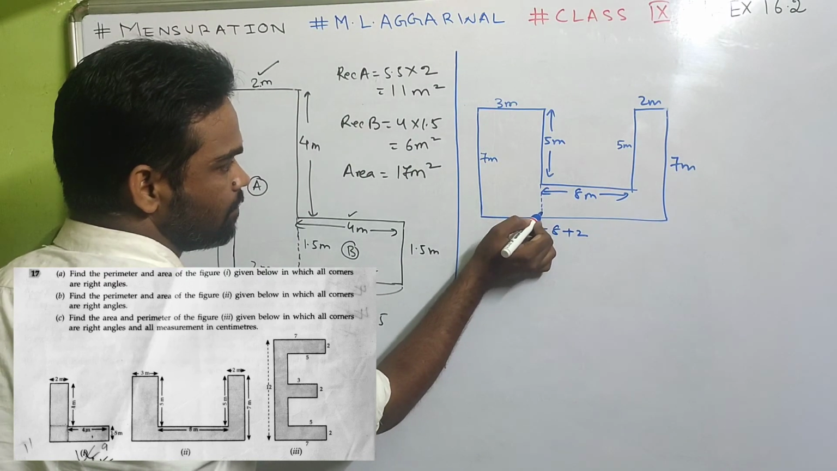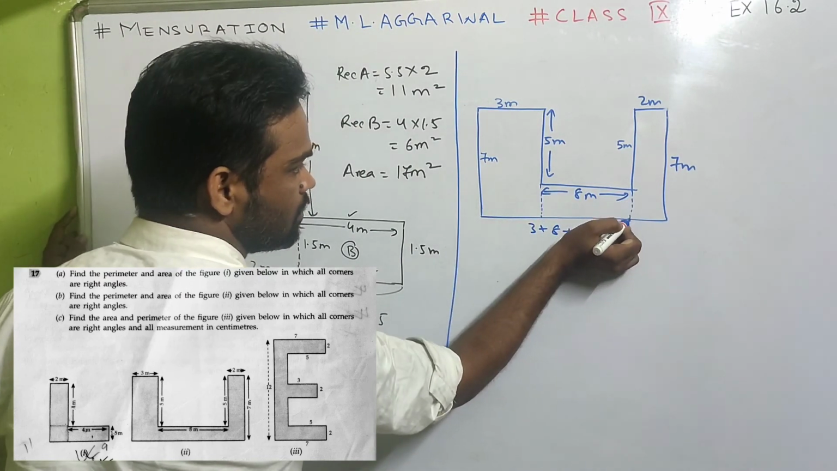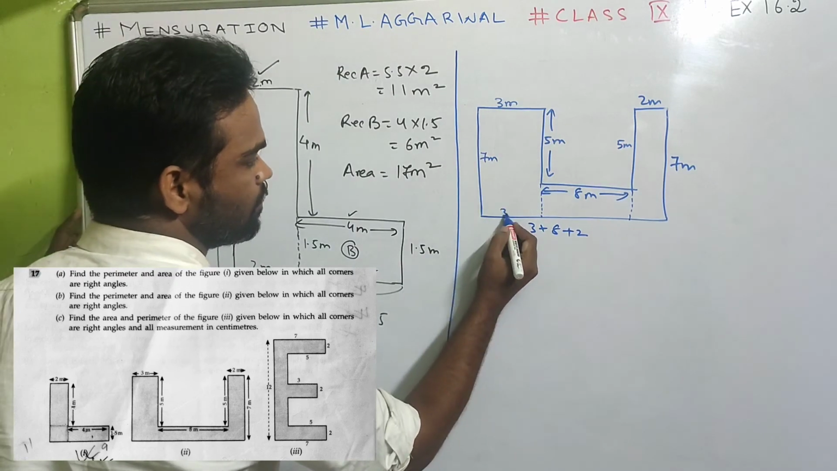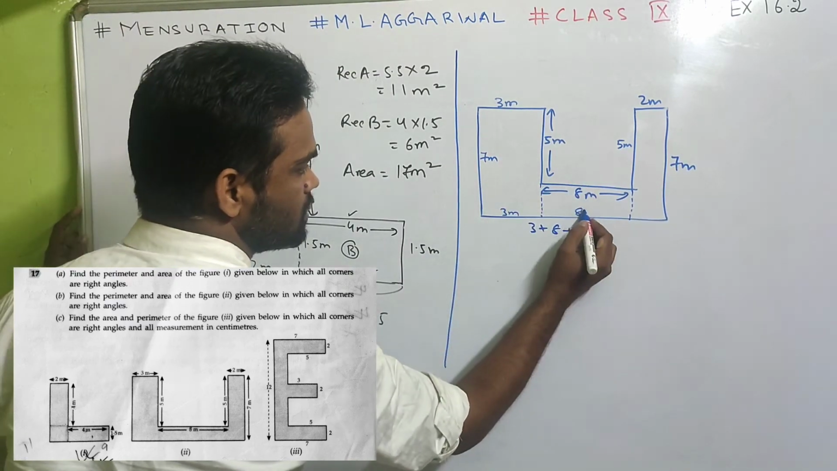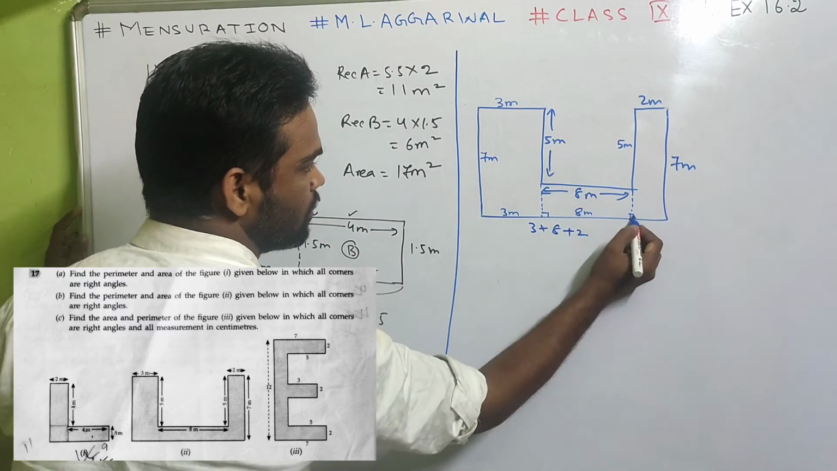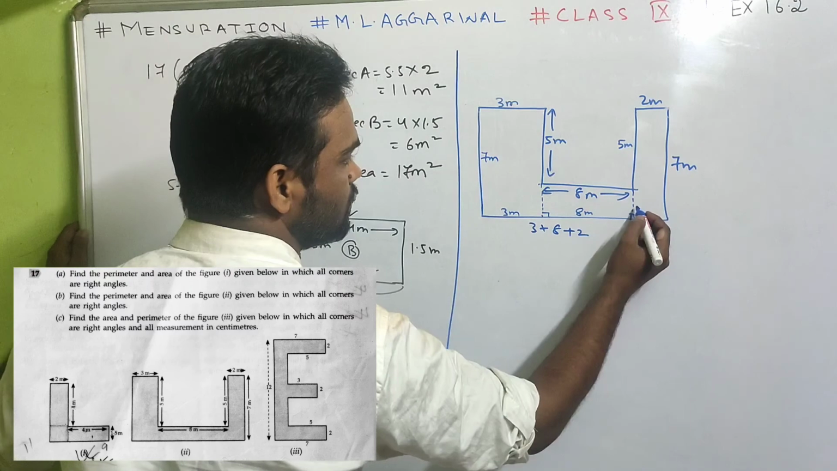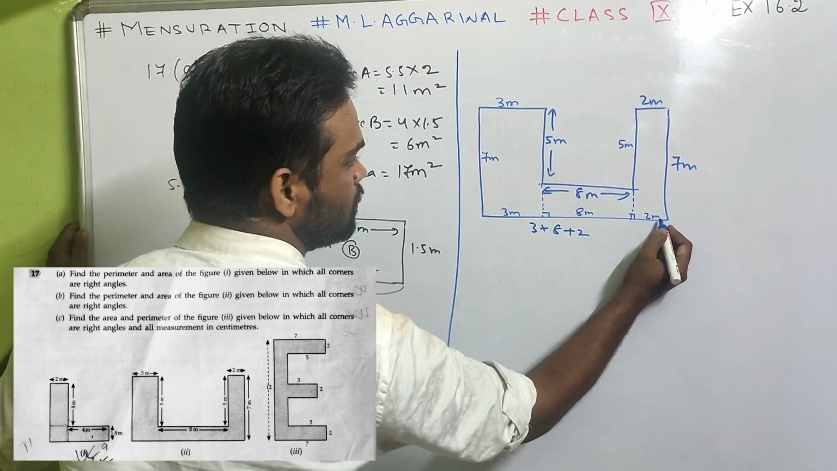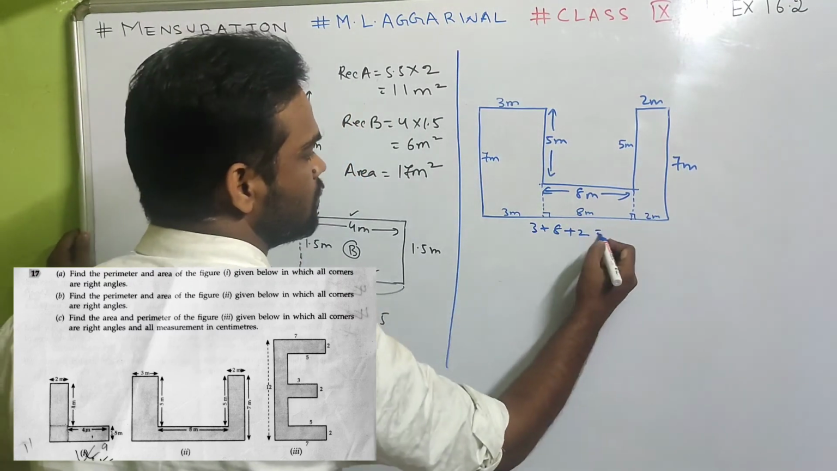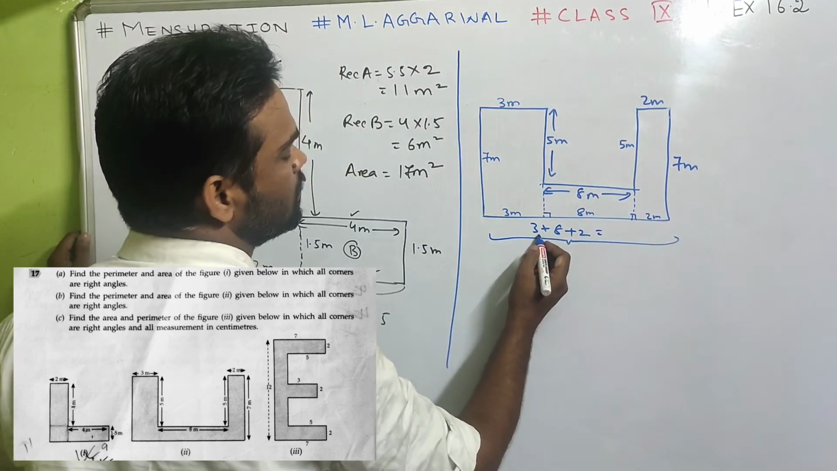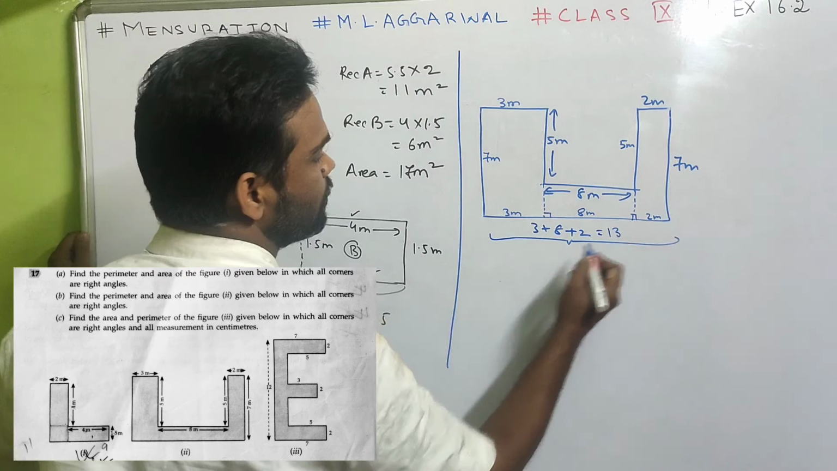Look carefully. This is 3, 3. This is 8, so this is 8. I've dropped a perpendicular from here. So these 3 rectangles are formed. And this is 2. So 3 plus 8 plus 2, the entire length, this one, is how much? 3 plus 8 plus 2 is 13.